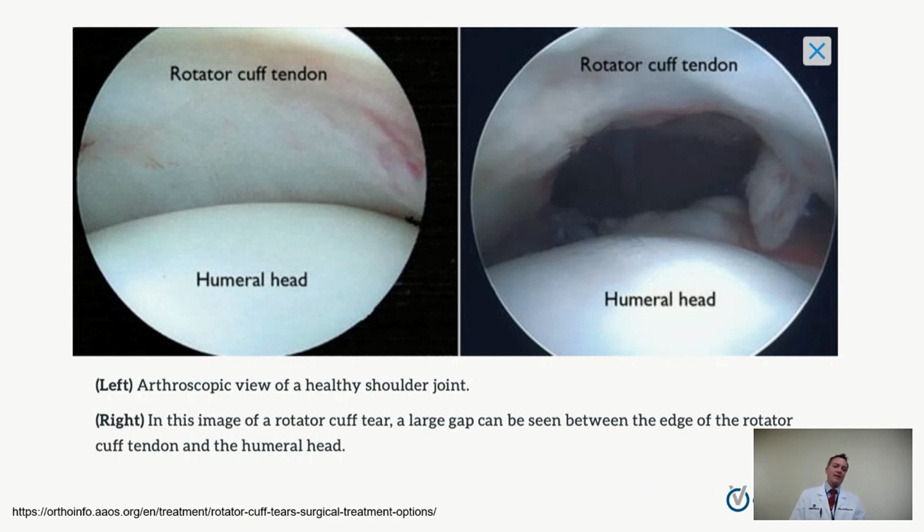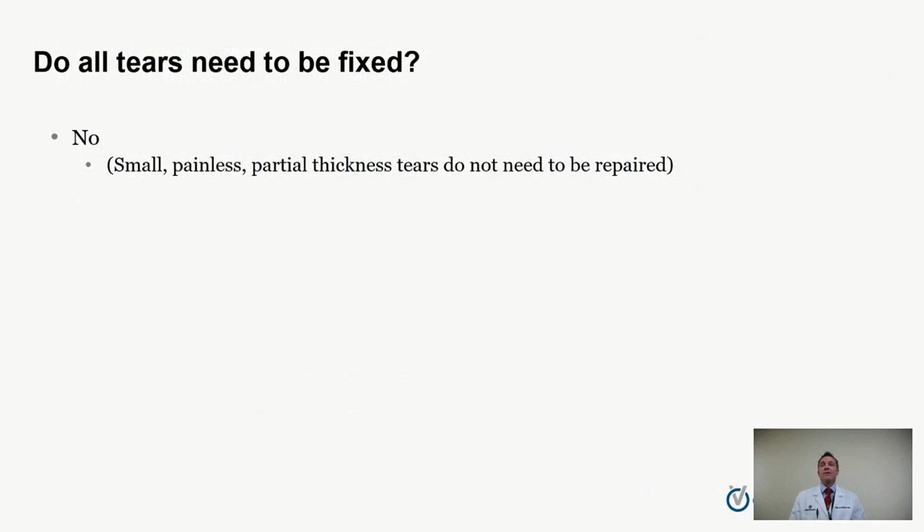On the right side of the screen, you can see that same humeral head where there's a big giant hole in that rotator cuff tendon. And that leads to dysfunction of that rotator cuff. Again, that can lead to pain, weakness, or both. Now, I want to step back for a second because we're talking about irreparable rotator cuff tears, but does everybody who has a rotator cuff tear need to be fixed?